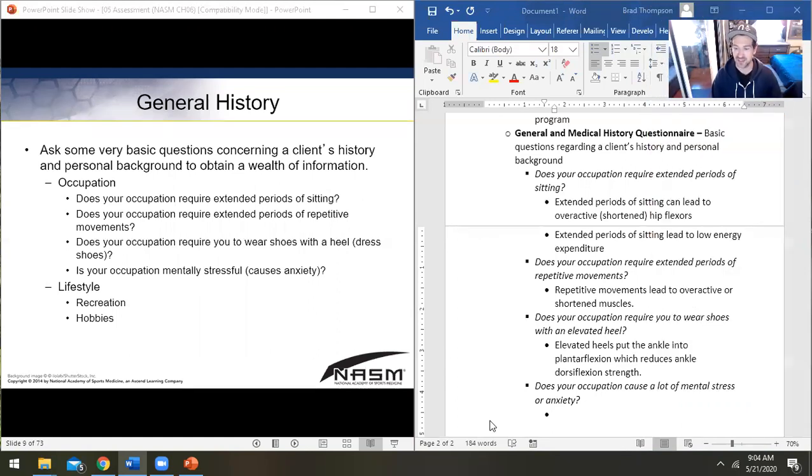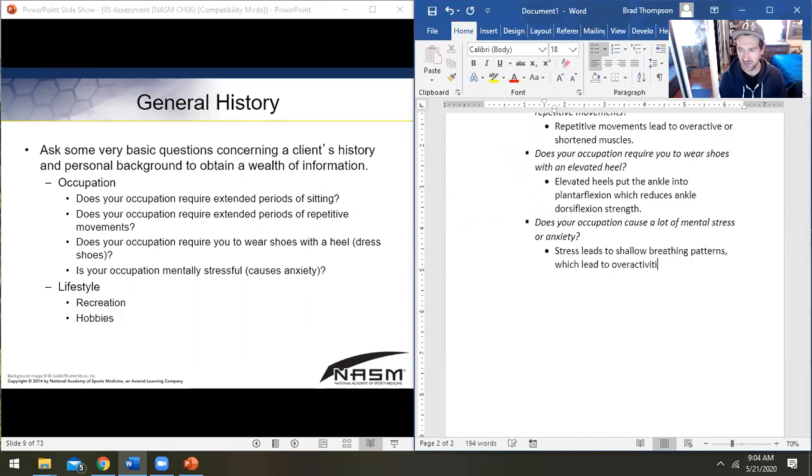But when you start using that secondary stuff, that leads to tightness. That tightness alters your posture and can lead to forward head posture, rounded shoulder posture, all that bad stuff, right? Stress leads to shallow breathing patterns, which lead to overactivity in secondary respiratory muscles, such as the upper trapezius and pectoral muscles.